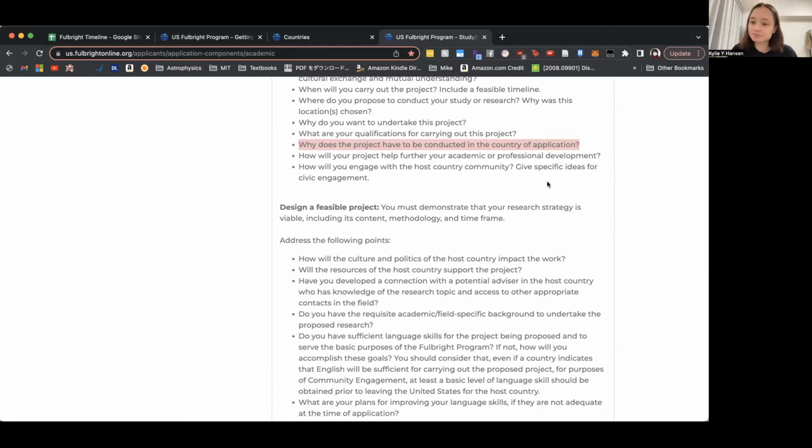Yep. So I personally had the reason of coming to Japan because I'm half Japanese. I wanted to learn more Japanese and connect with my family, but that's not related to research, right? So I had to connect the reason to be in Japan to my research as well as that reason. So I had to have two reasons, basically.